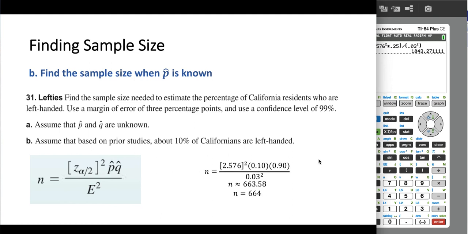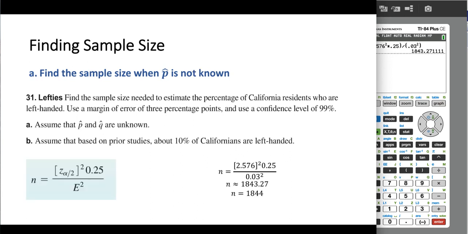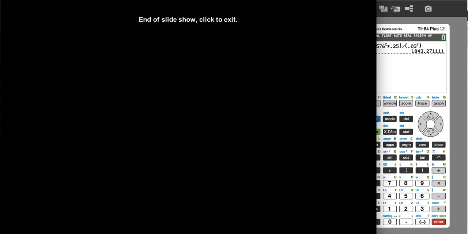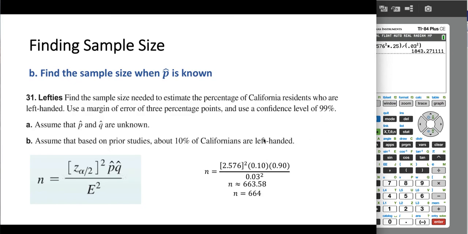And I won't do it on the calculator. We did that before. Round up all the time. So it's 664. So notice there's a drastic difference here. If we did not know what p hat is, let me go back. Remember then the number of people that we would have to use in our sample was 1,844. And when we do know an estimate for the proportion, then our sample size is greatly decreased to 664.